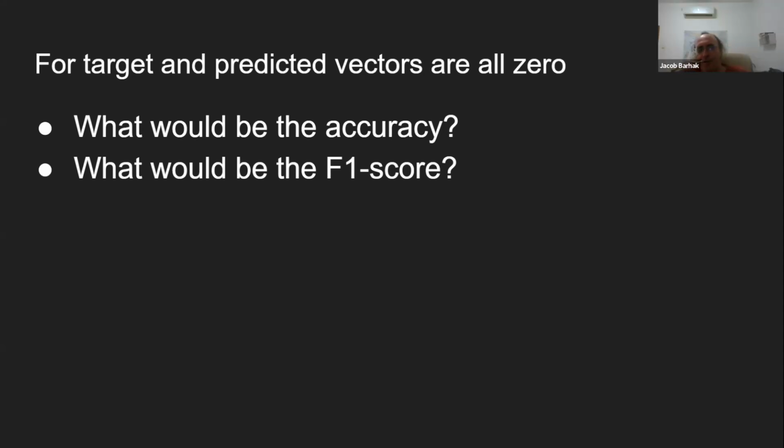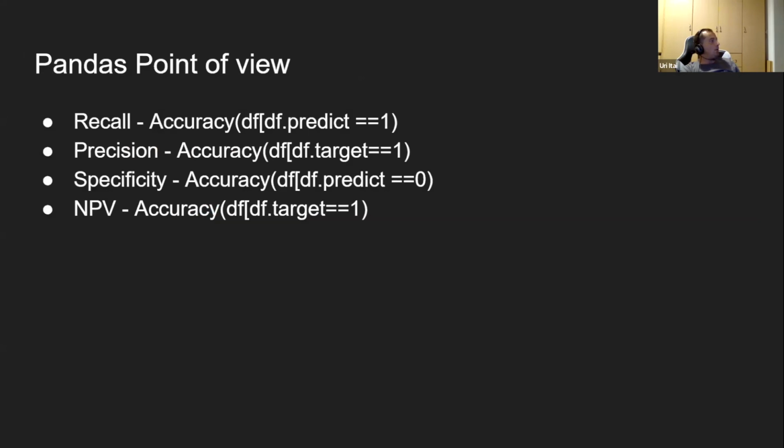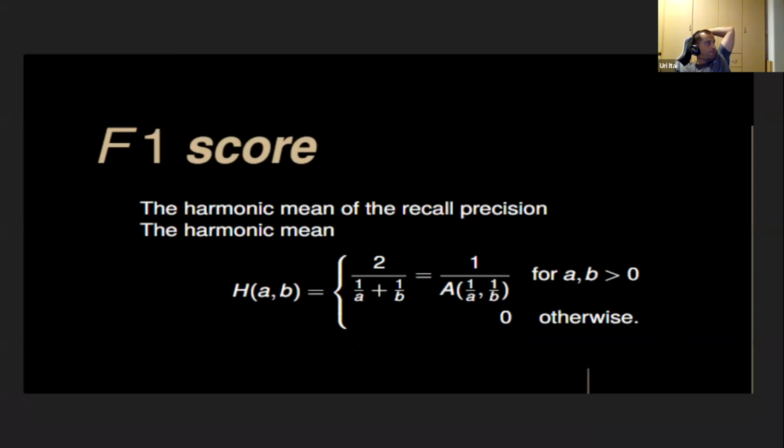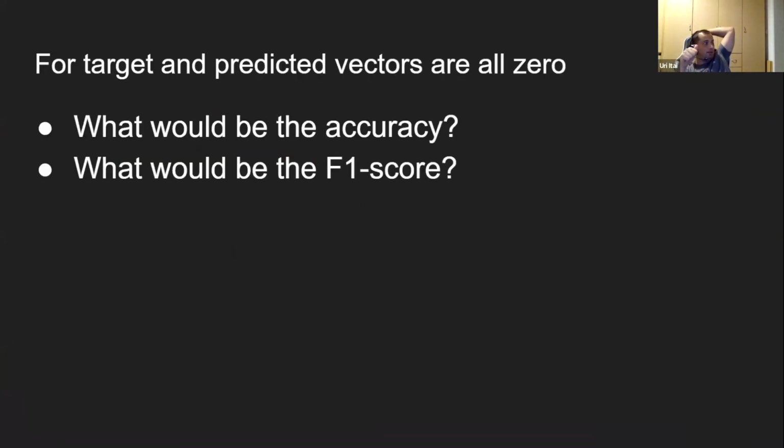Maybe let's go to the definitions. Recall is when you were given predicted positive, which never happens here, and precision is when you give real positive, which never happens here either. And the F score is averaging those up. So what would be the accuracy and what would be the F score?